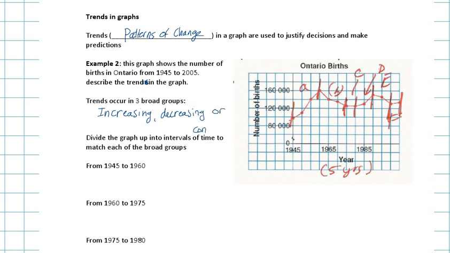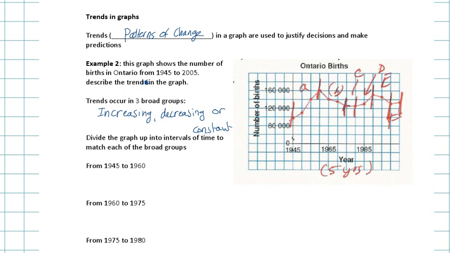Now, what I did here for you is I've already split it down into increasing, decreasing, or constant, right? So you see that from 1945 to almost 1960, we have an increase, so I split it for you, okay? And then it started to decrease, so I split that, and then it's kind of constant, I split that, and then increasing, I split.